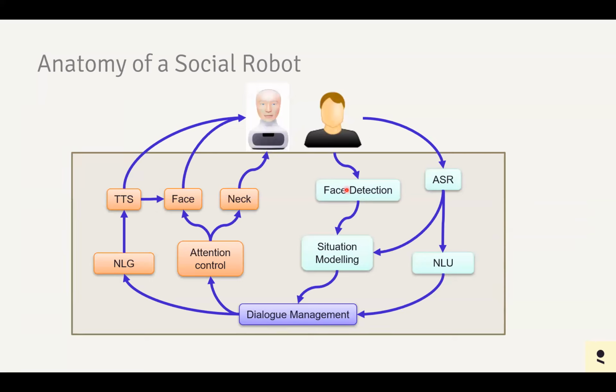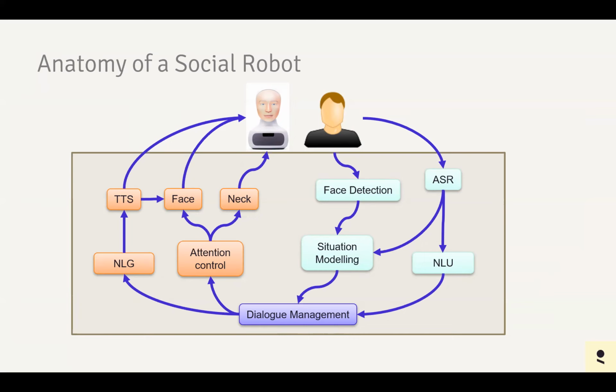But in the case of a social robot, of course, we need a lot of other components. So we need to have a camera so we can detect faces. We need to model the situation, as I just mentioned. And we also need to control the attention of the agent by rotating the neck, by using facial animation, so we can direct the eye movements and so on. And of course, the speech output has to be synchronized with the lip movements of the agent. So clearly, this creates a more complex architecture for this kind of system.